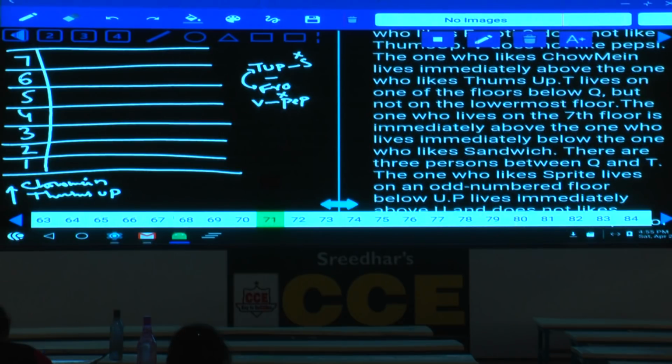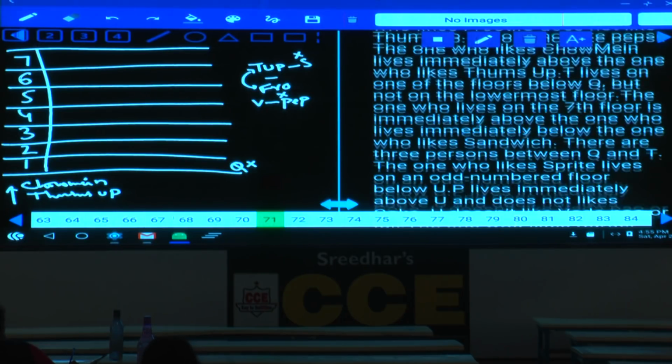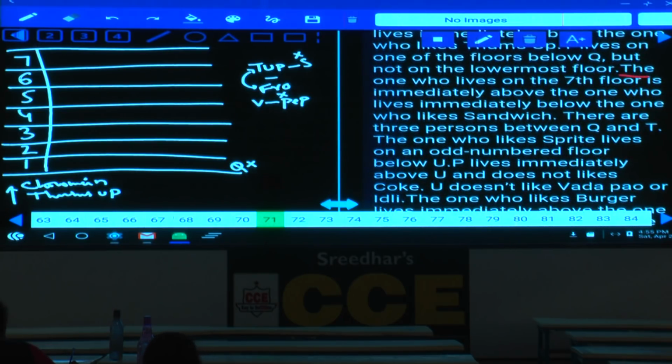And T lives on one of the floors below Q. T is living below Q, but not on the lowermost floor. Hence Q cannot be on the ground floor. Maybe this is the information where you might have been stuck.